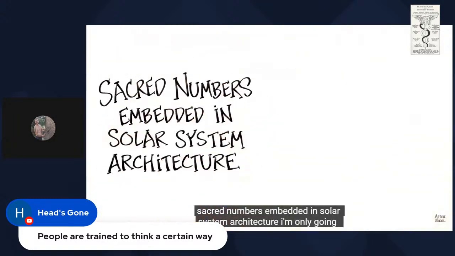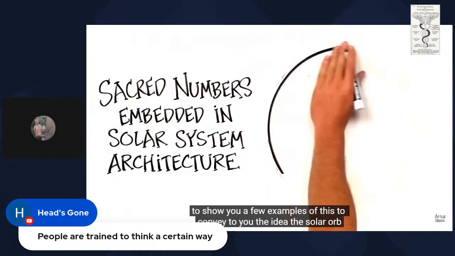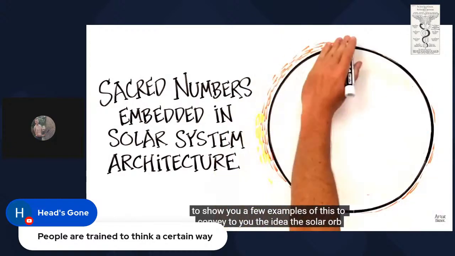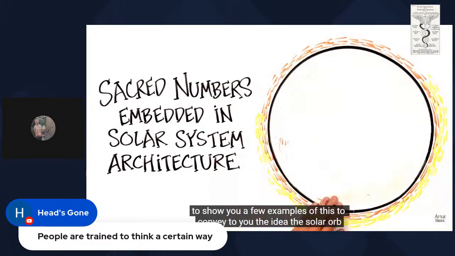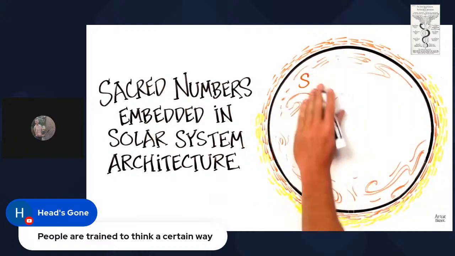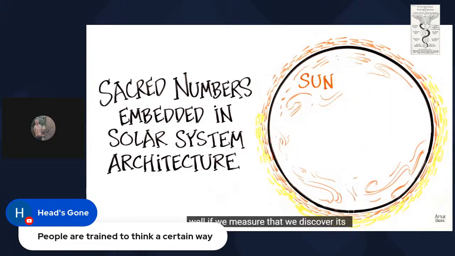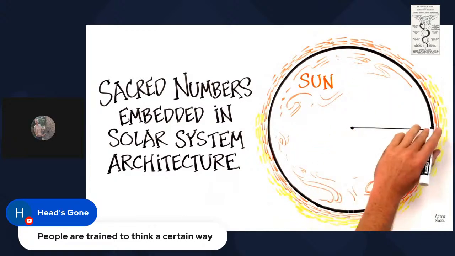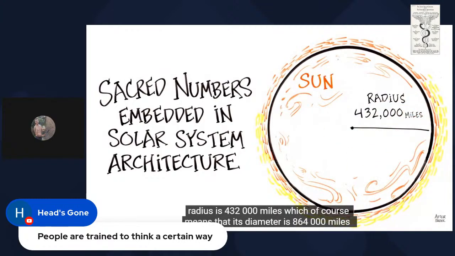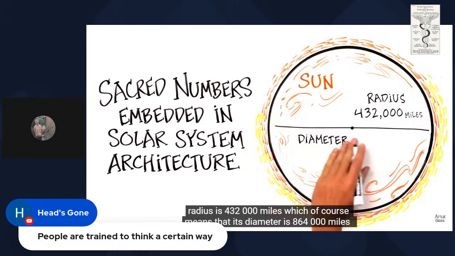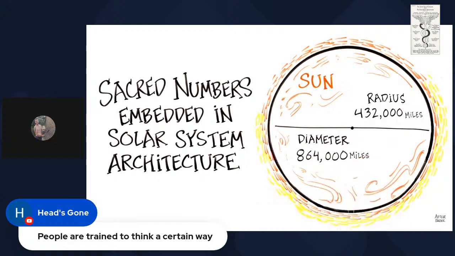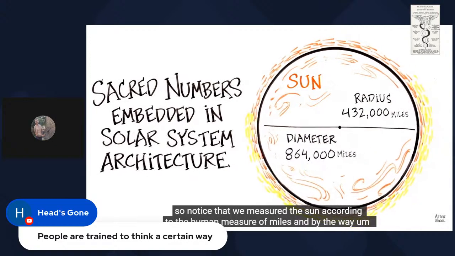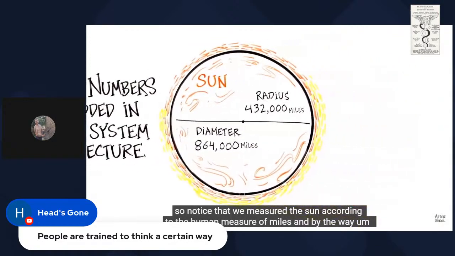Sacred numbers embedded in solar system architecture. I'm only going to show you a few examples of this in order to convey the idea. The solar orb. Well, if we measure that, we discover its radius is 432,000 miles, which of course means that its diameter is 864,000 miles. So notice that we measure the sun according to the human measure of miles.